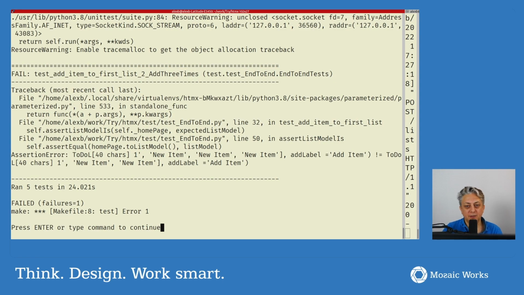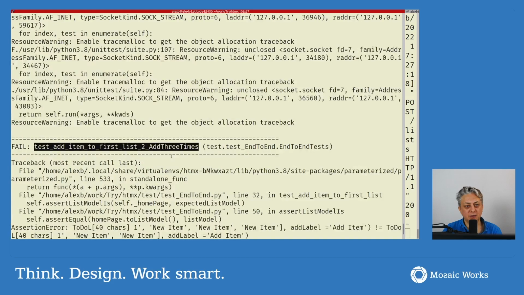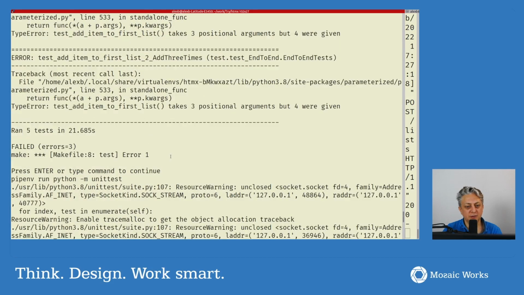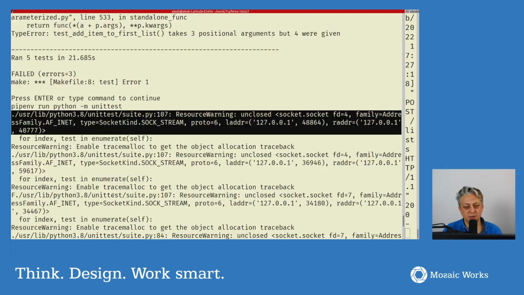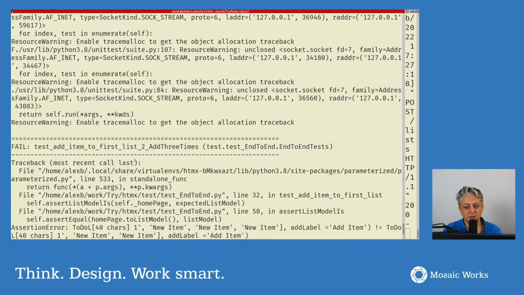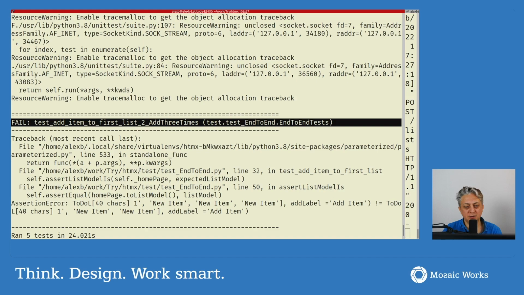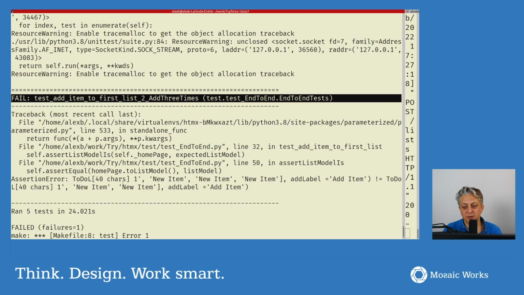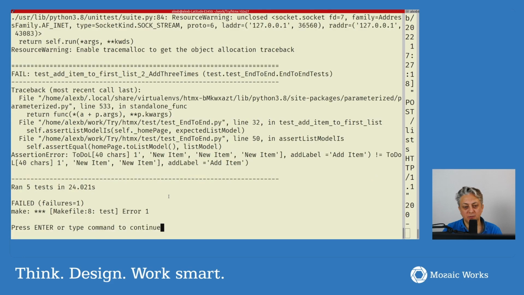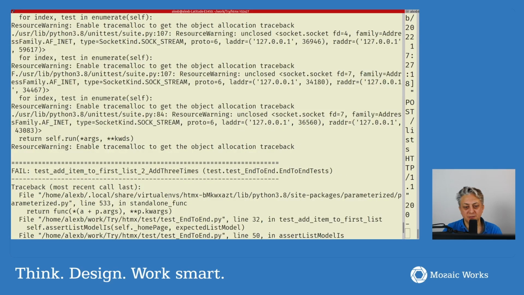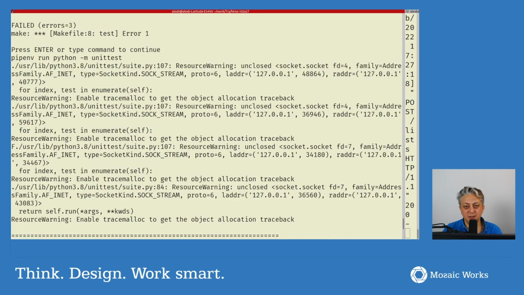Okay, so add 3 times. How many tests are failing actually? Errors 3. Add 3 times, says item, new item, new item. And I only have new item, new item. Why? Who knows? Off by 1 error, most likely.